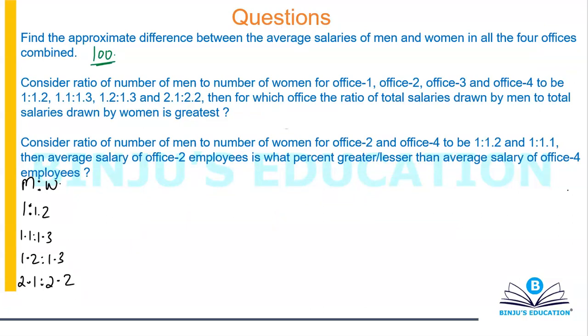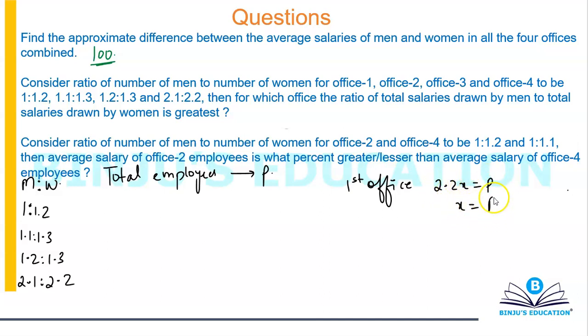so the ratio is given to me and we are considering the number of employees to be equal, right? So what I'll do is, I'm going to consider the total number of employees in every office to be P. For the first office, the ratio is 1 is to 1.2, so I can say that 2.2x is P.